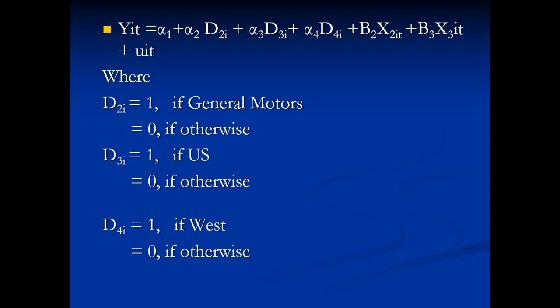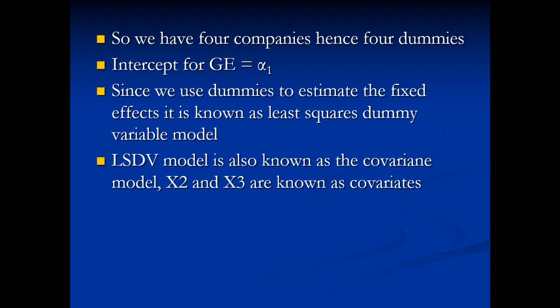So we can write where d2i is equal to 1 if General Motors, 0 otherwise; d3i equals 1 if it is US Steel, 0 otherwise; d4i equals 1 if Westinghouse, 0 otherwise. If all these are 0, alpha 1 will show the intercept for the first company, that is General Electric. So this is how you write a fixed effect dummy model. We have four companies, hence four dummies, and the intercept for the first company, General Electric, is alpha 1.